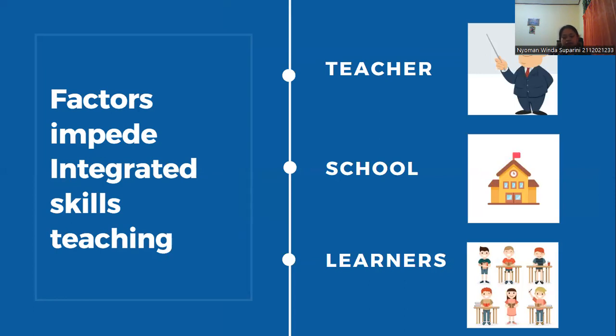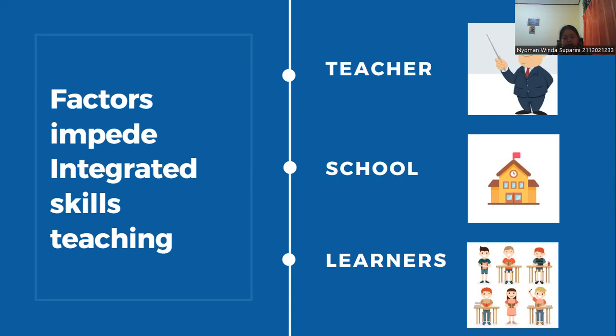Despite the great potential and various advantages that teaching with integrated skills offers, some factors can hinder the integrated language skills teaching approach. Kovid 2013 provides three factors that can hinder integrated skills teaching. They are the teacher factors, school factors, and learner factors.